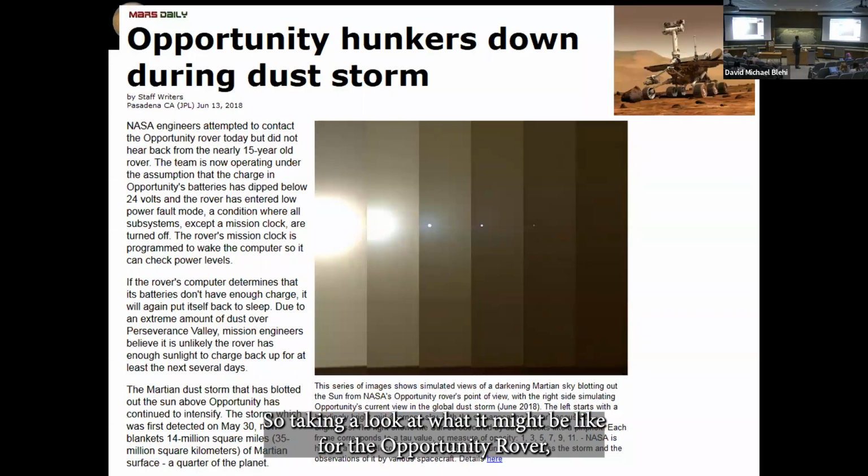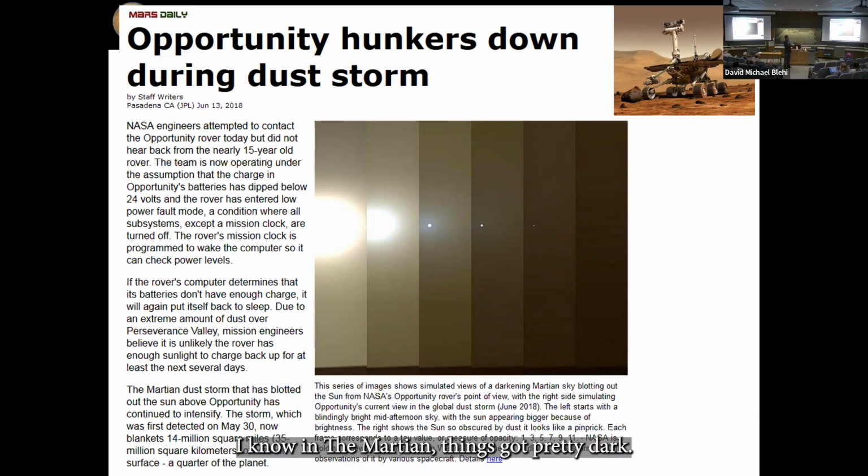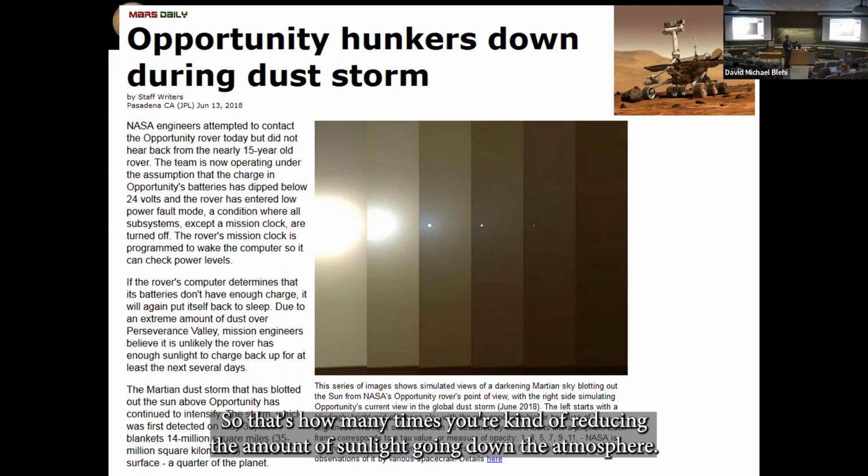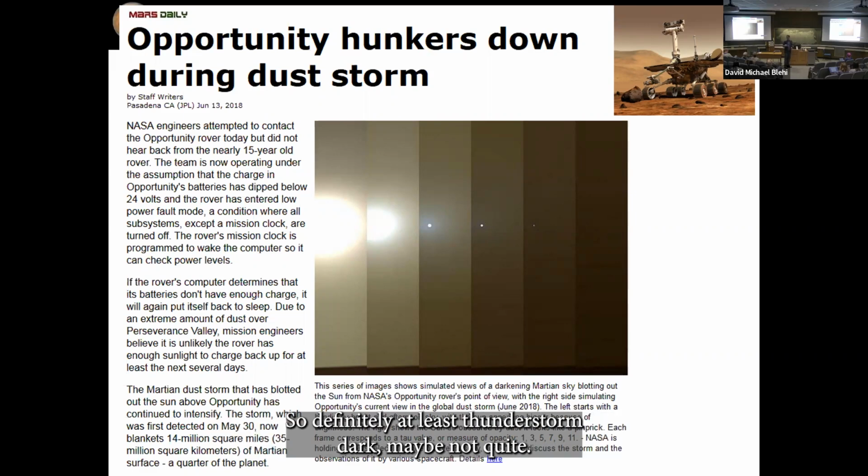Taking a look at what it might be like for the Opportunity rover. Here's a simulation of what the skies would be doing over Opportunity during a dust storm. You can see them darkening. When the Martian skies got pretty dark, there's actually a tau of 10. That's how many times you're reducing the amount of sunlight going down the atmosphere. So definitely at least thunderstorm dark, maybe not quite night dark on Mars, if you were trying to imagine what it would be like to be in one of these storms.